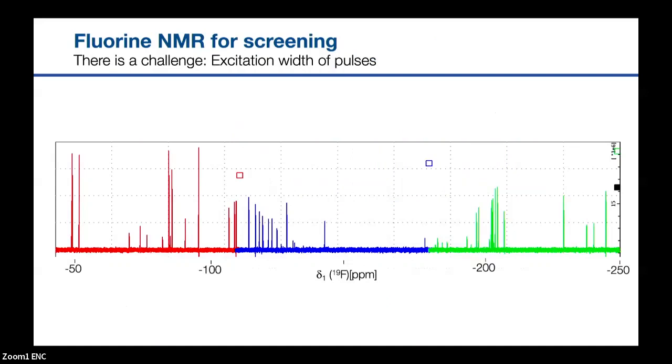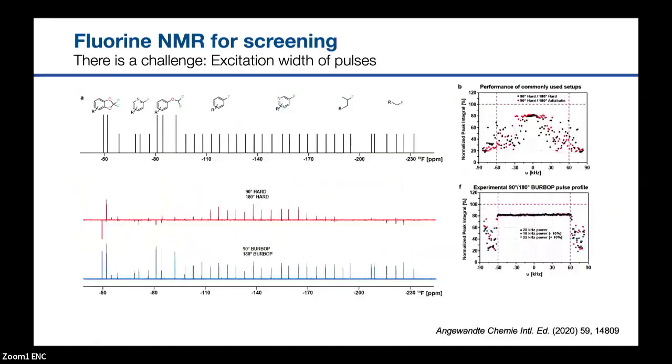because our pulses just don't cover the entire spectrum. Now, to solve this problem, we teamed up with Burkhard Luy at KIT, and he designed very nice optimal control pulses, which are capable of covering the full 200 ppm that we have in our fluorine spectra. And we can now do all our experiments. We have 90 and 180-degree pulses, which have the full width. So over here, you see the essentially ideal profile of these pulses.